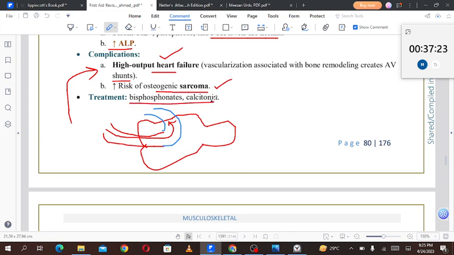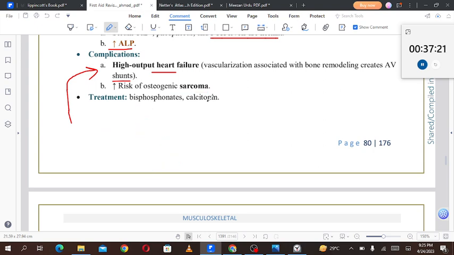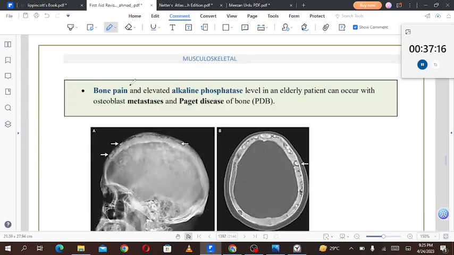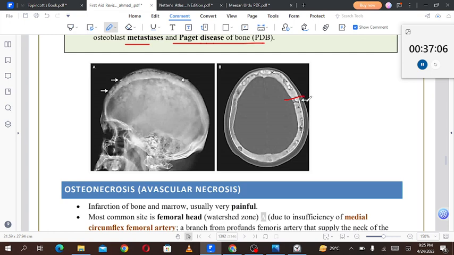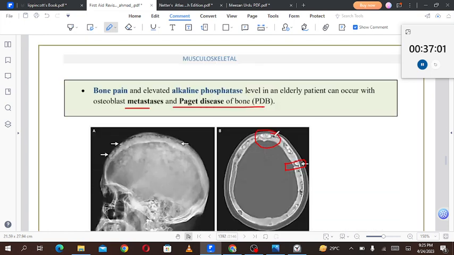Treatment is bisphosphonates and calcitonin. Bone pain and elevated alkaline phosphatase level in an elderly patient can occur with osteoblastic metastasis and Paget's disease of the bone. Here you can see that the calvarium is getting thicker and thicker, and I guess these are either metastases or the nidus of bone remodeling.